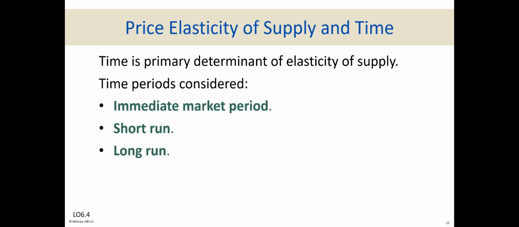Time is the primary determinant of elasticity of supply, and time periods are considered as immediate market period, short run and long run. Actually, in the short run, it's very hard for a producer to change the capacity of production, so they might be inelastic; they may not be responsive to changes in price. But as time passes, you're going to ramp up production, you will find new resources, you will find ways of producing more, and therefore you are more elastic in the long run.